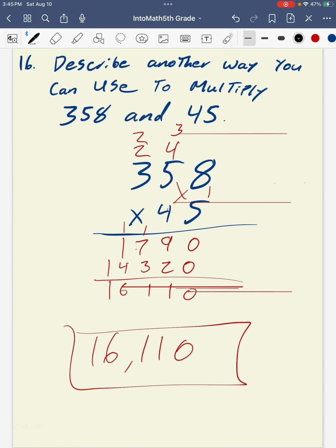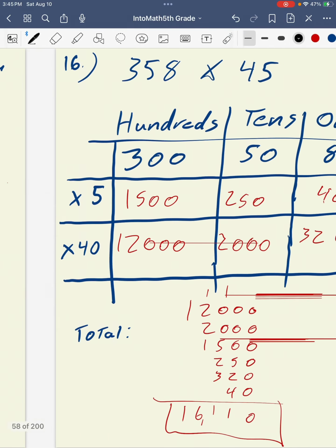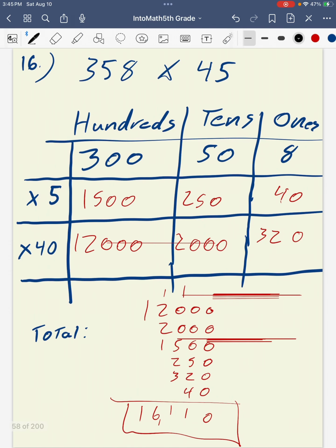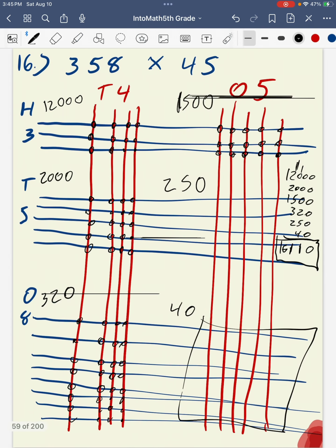16,110. No matter how I do it, whether it's the traditional method, whether I'm breaking it down into my HTO chart, or if I'm doing the stick method, it all has the same product of 16,110.